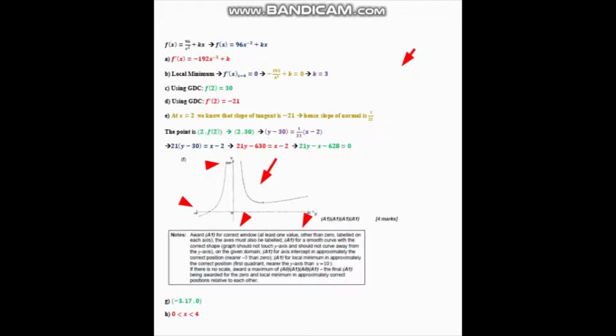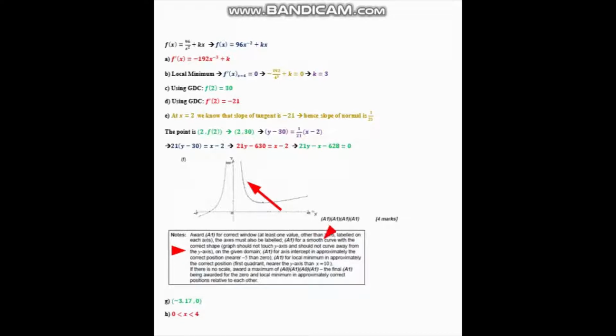Now you get another mark for a smooth curve with the correct shape. The graph should not touch the y-axis. There is an asymptote at the y-axis, and it should not curve away from the y-axis. So it has to approach the y-axis but not touch it.